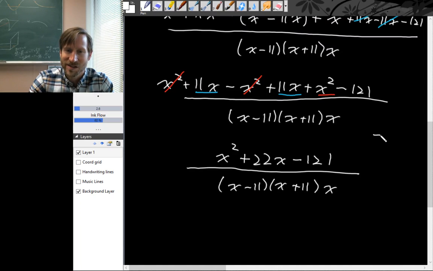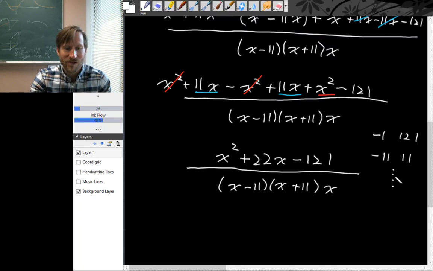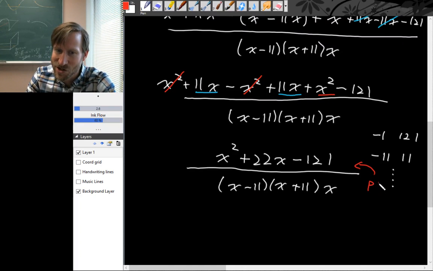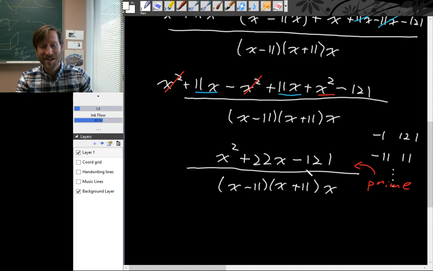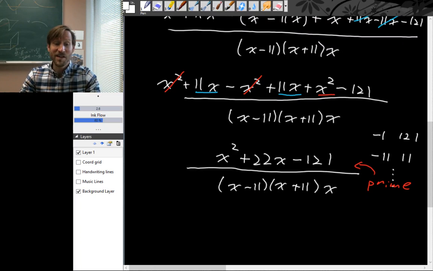So our possibilities are negative 1 and 121, but those don't add up to 22. And negative 11 and plus 11, but those add up to 0, not 22. And all the other ways of factoring negative 121 give us negative sums instead of positive sums. So that means this numerator doesn't factor, at least not with integers. It's prime, and since it's prime, we will consider it simplified. So our numerator is simplified, our denominator is simplified, nothing cancels, and so we're done simplifying our rational expression.